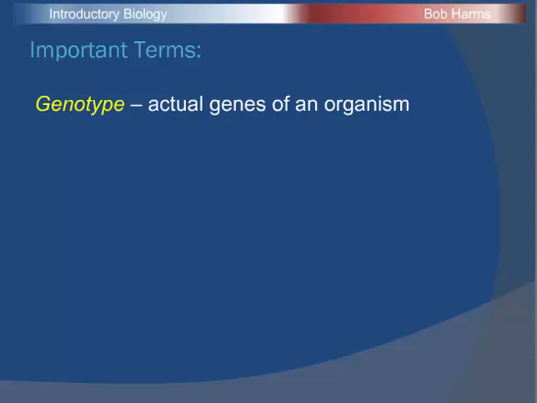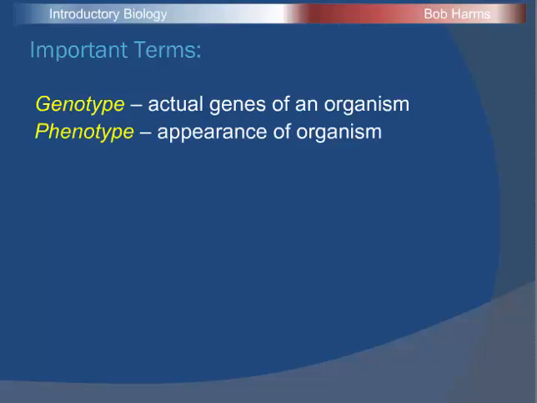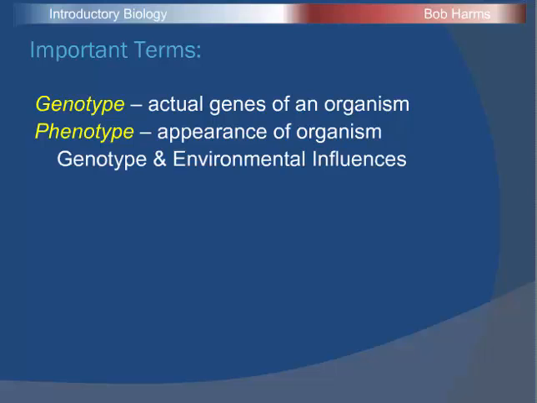Now obviously I cannot see your genotype. What I can see is referred to as your phenotype. Your phenotype is your outward appearance or the characteristics an organism has. Usually it's something physical that we can see, but it could be something behavioral as well, like tongue curling, for example. Now obviously we're not just a collection of our genes, and our phenotype is made up of, or determined not only by our genes, but also by the environment.